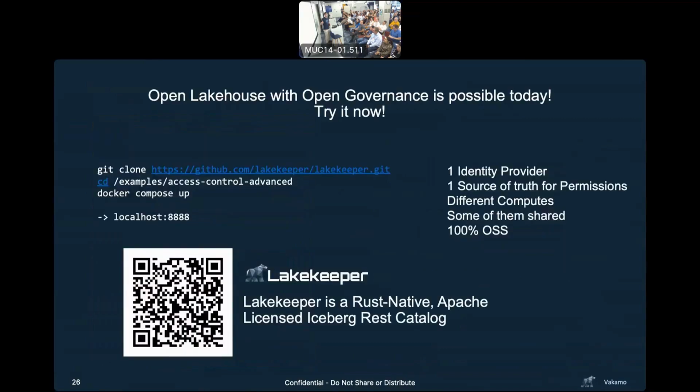So everything that you've seen in the demo is completely open source. It's 3 commands to get it running: git clone, cd, and docker compose up. You'll manage that. And then you have a UI, and you can work with that. And in that demo, we have one identity provider, one source of truth for permissions, different computes, and some of them are shared. And the shared part is actually very hard to get right. And everything is 100% open source. And that's it from my side.